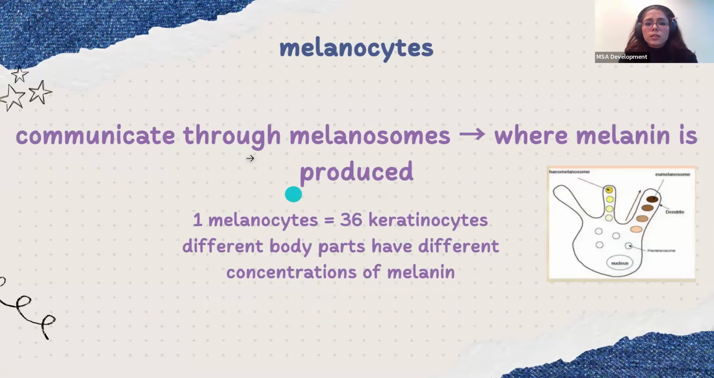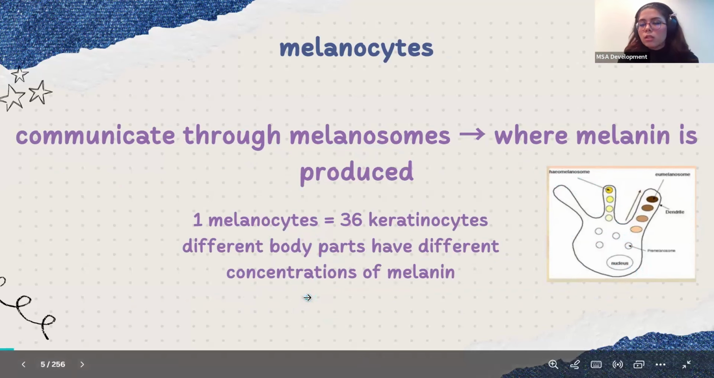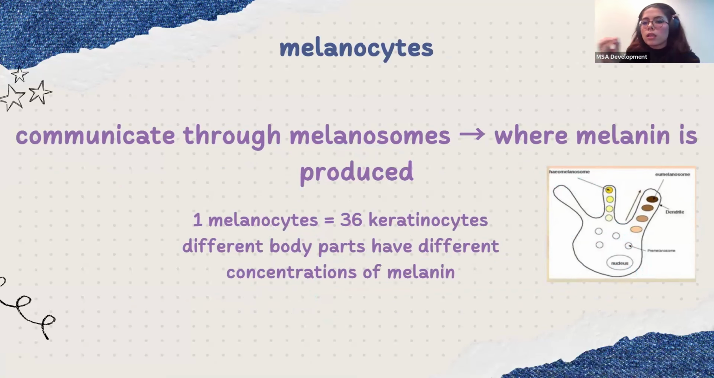Melanocytes communicate through melanosomes. This is the melanocyte, and melanosomes communicate with each other. One melanocyte serves 36 keratinocytes. Different body parts have different concentrations of melanin. Think skin folds, for example elbows, your axilla, your groin. They tend to be darker in color, because there are different concentrations of melanin in them. There's not much to it, just remember the information as is.